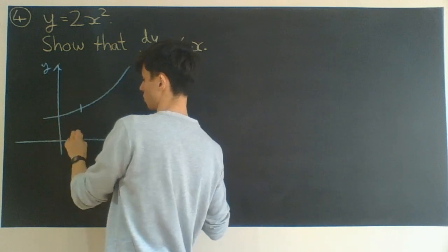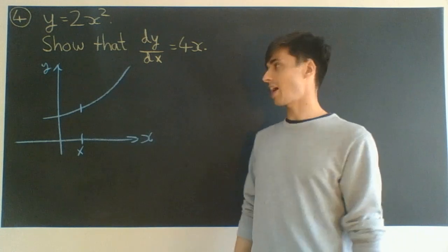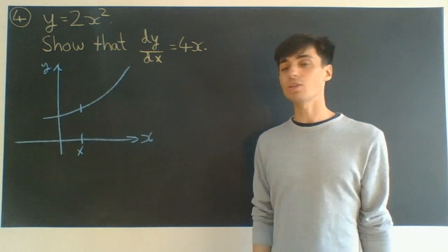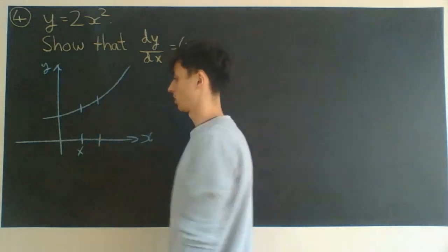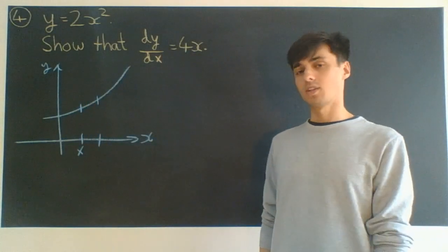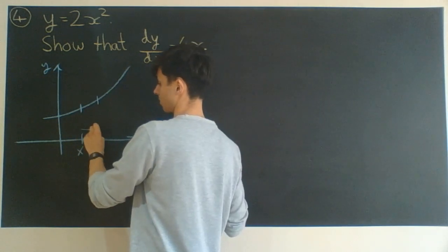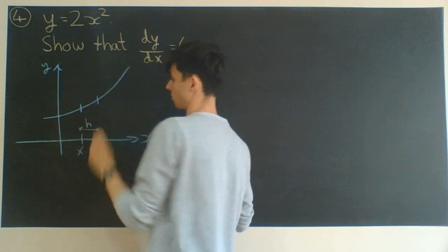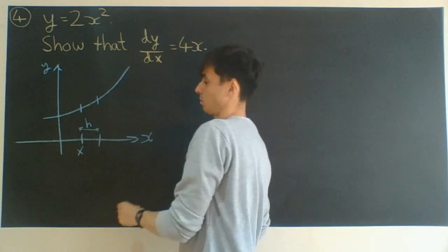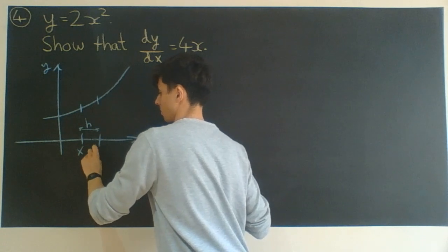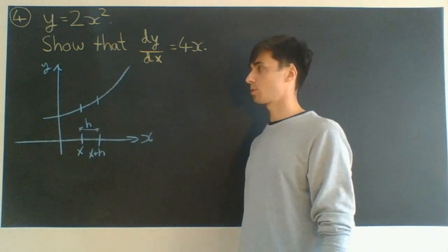So if we choose a specific value of x, and then we choose another, a little bit further on, another value of x, what we're saying is that between these two values of x, we've got some difference, and we call that difference h. So if this was x and we've added on h, our next point has to be x plus h.